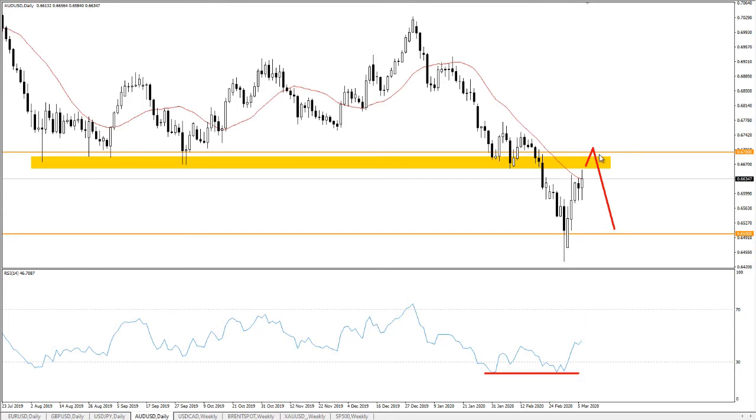The flip side is if we do close above 67, that's quite a bullish turnaround for the market. And from that point, we start thinking about a trend reversal and looking for bullish continuation patterns. We're not there yet, though.